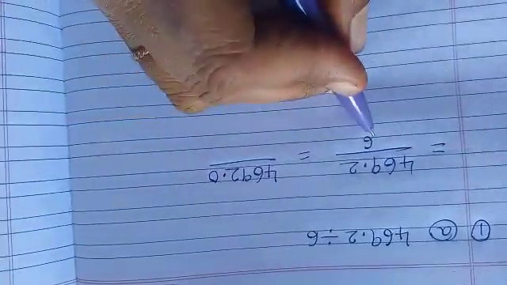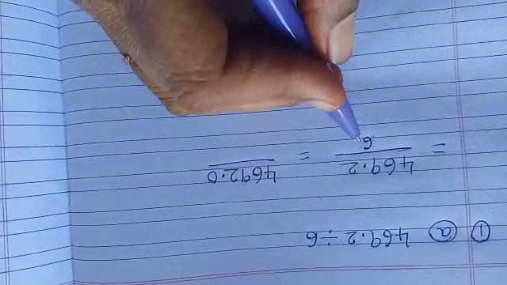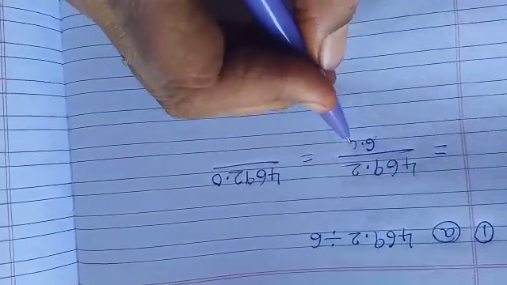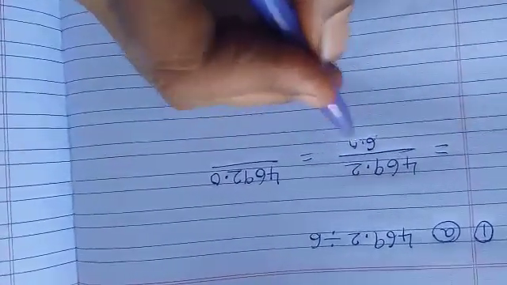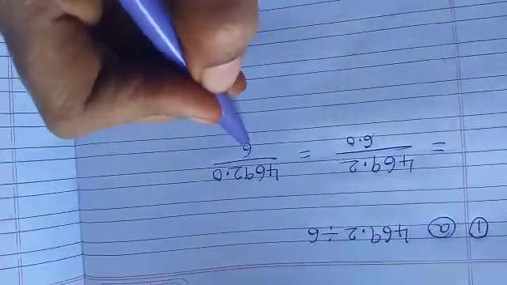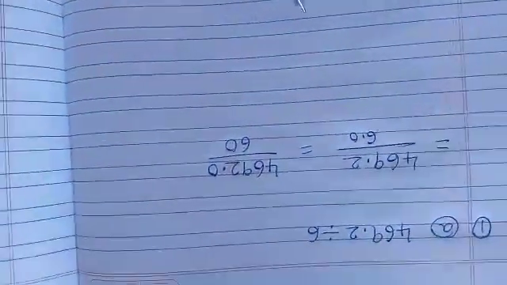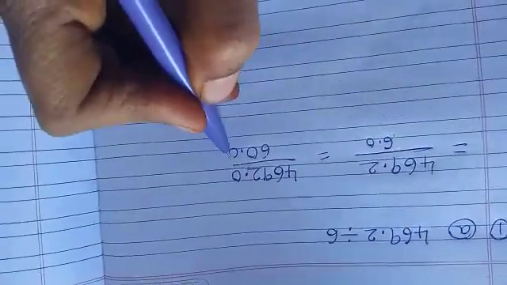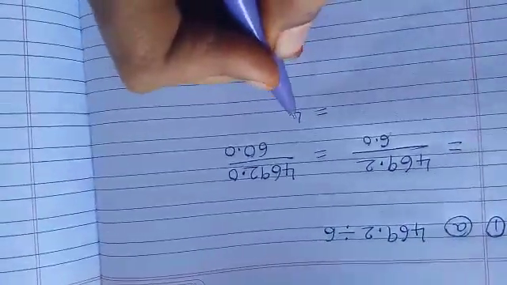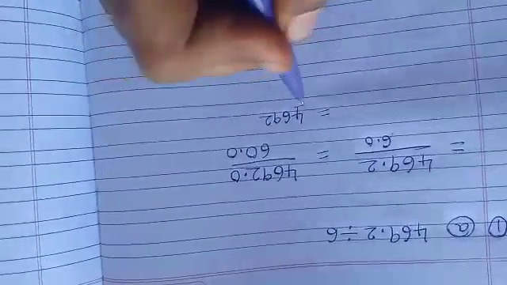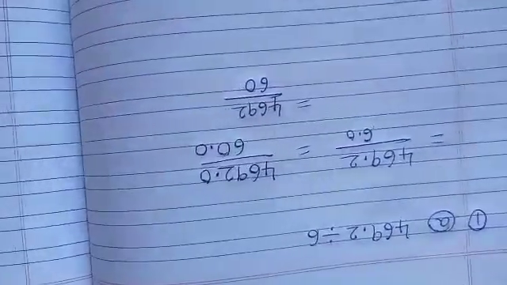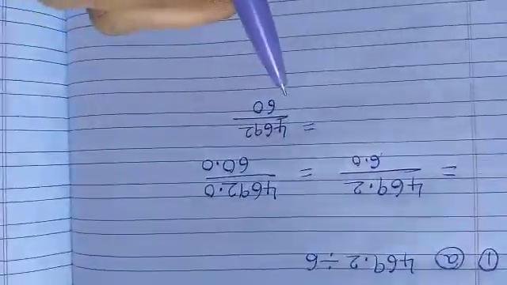In the denominator, by moving one place, actually the decimal point is here. Nothing is there, so 6.0 will be there. We are moving one digit to the right, so it will become 60, that is 60.0. That means 4692 by 60.